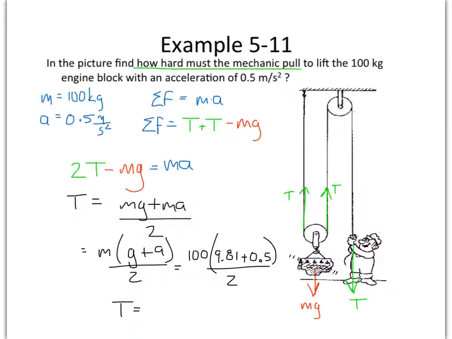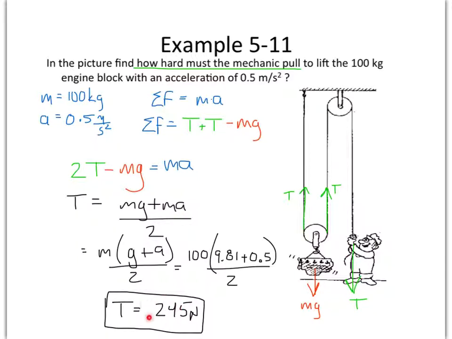So that's 100 kilograms times the quantity 9.81 plus 0.5, all divided by 2, and I get 245 newtons. That's how much tension is in the string, or probably not a string, more like a rope or even a chain. But it's all created by our mechanic pulling down.